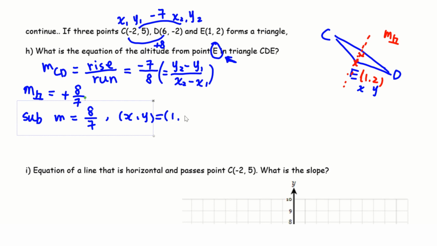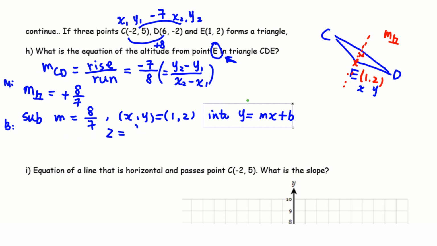You sub in the midpoint, you will have the perpendicular bisector. This one is altitude, it's the height, into y equals mx+b. So MBA again. Find the slope, then find the b, then statement. So y is 2. M is 8/7, x is 1 plus b. Move 8/7 to the other side, 2 take away 8/7 equals b.